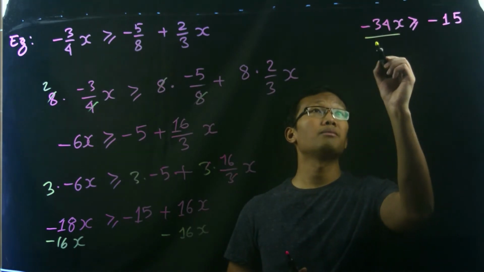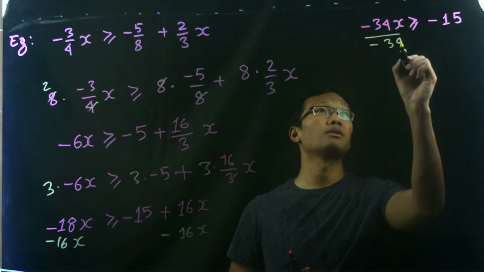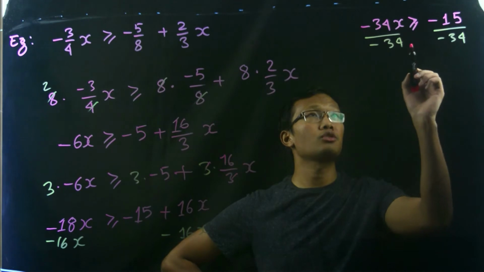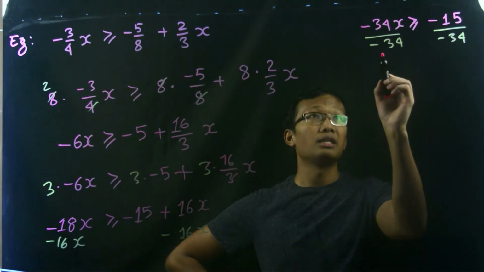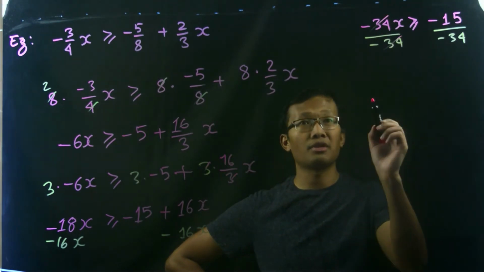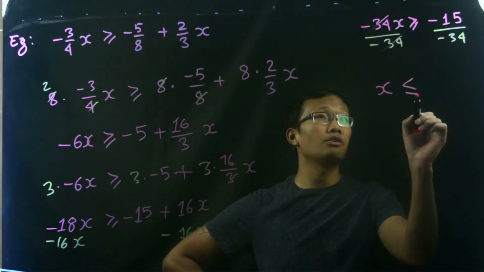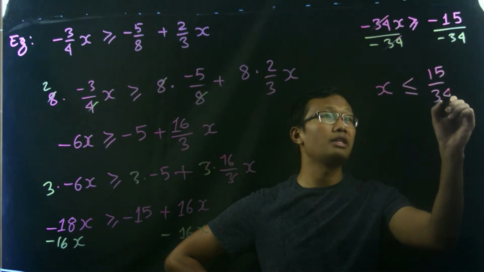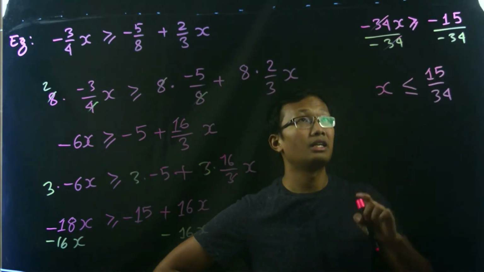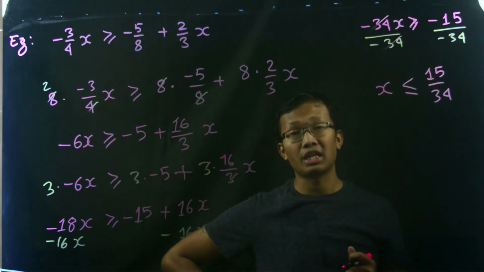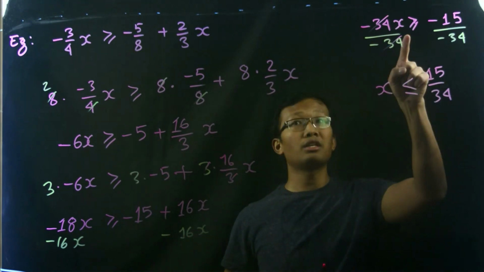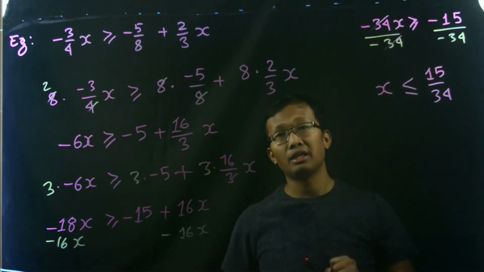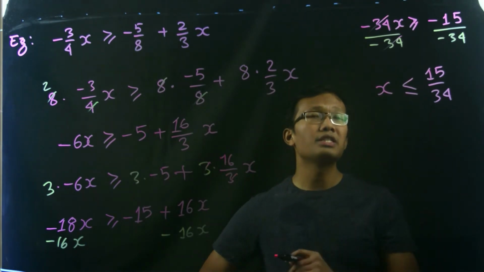So let us divide both sides by negative 34. Since we are dividing both sides by a negative number, our inequality sign should be reversed. Then negative 34 and positive 34 cancel out. So x is less than or equals to, negative negative cancels out, 15 over 34. That is our result after we have divided both sides by a negative number. Look here, we have reversed the inequality sign after dividing by negative 34. So be careful. This is our answer.